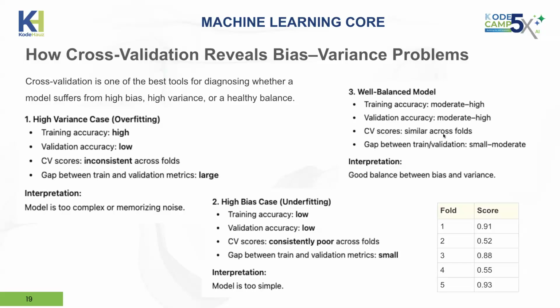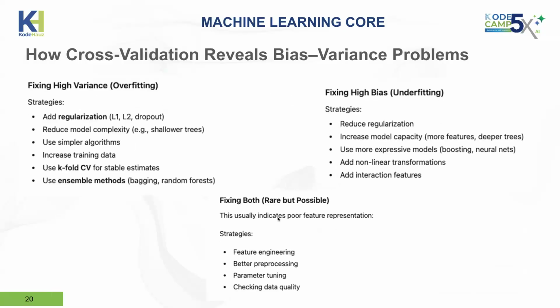The cross-validation scores are also another thing to look at. When you are doing K-fold, you find that for high variance or overfitting, the CV scores will be inconsistent across the folds. If it's underfitting, you have CV scores that are poor across all the folds consistently. While for a well-balanced model, you have CV scores that are similar across all the folds. So those are all simple ways for you to interpret your data.